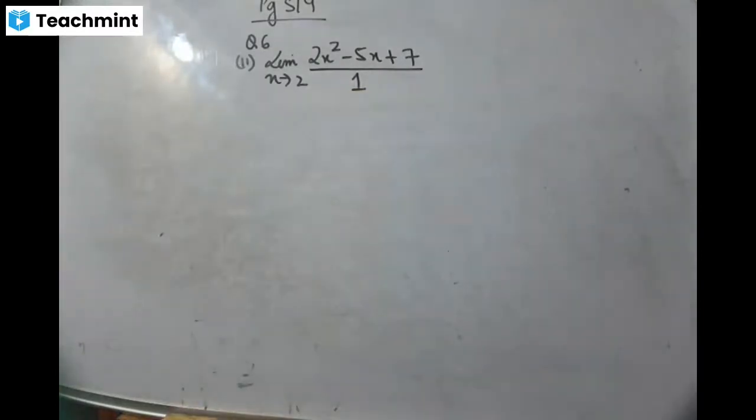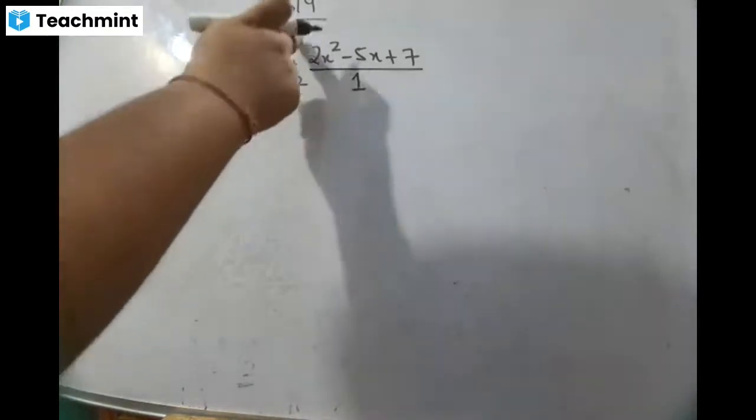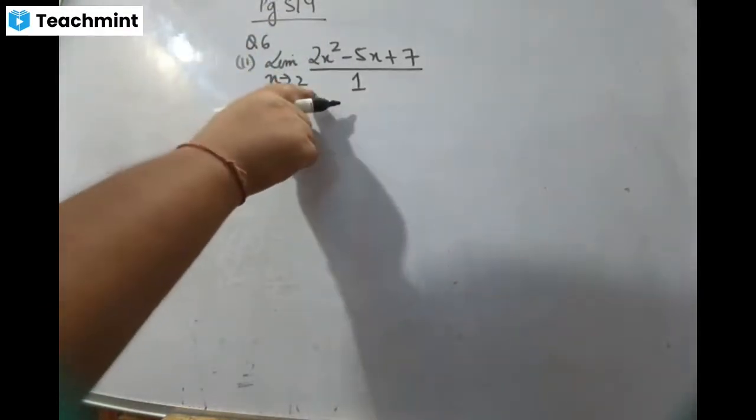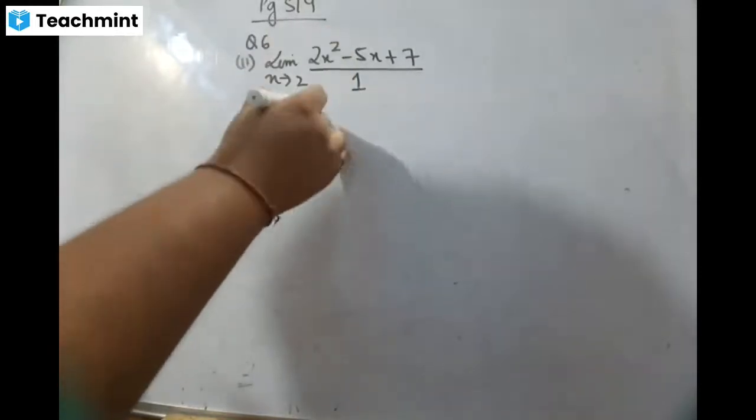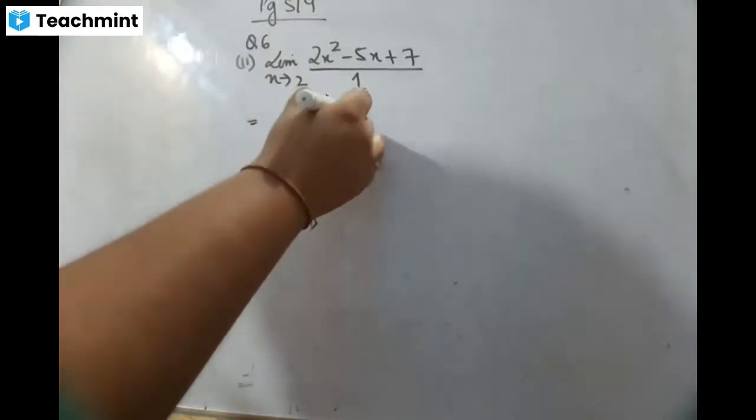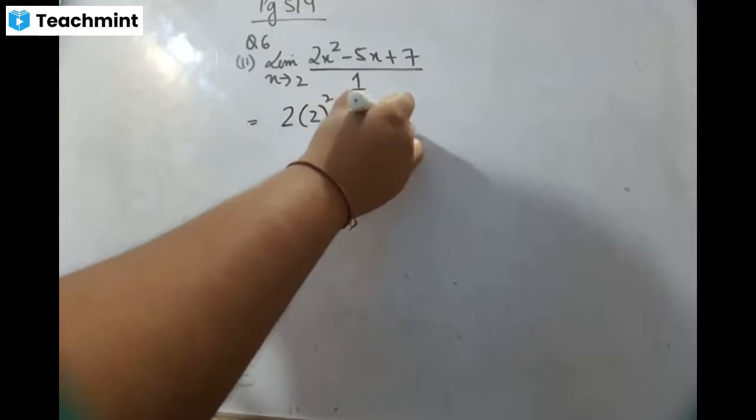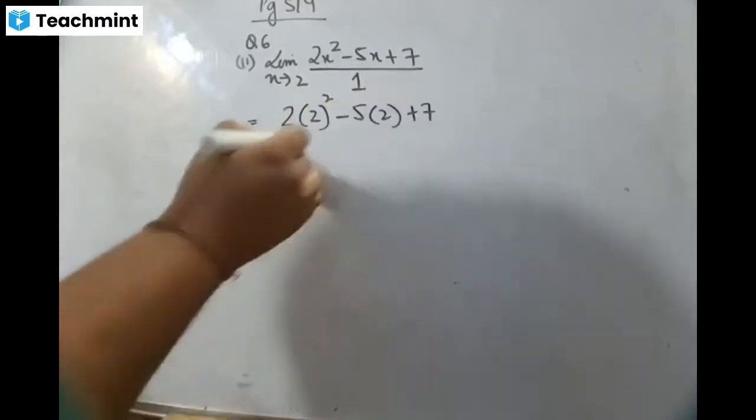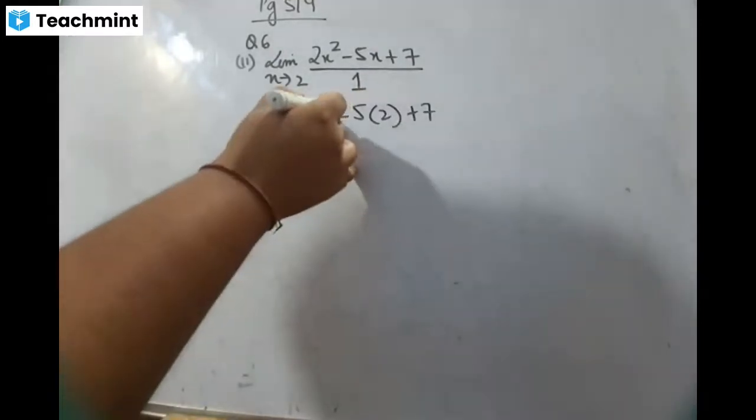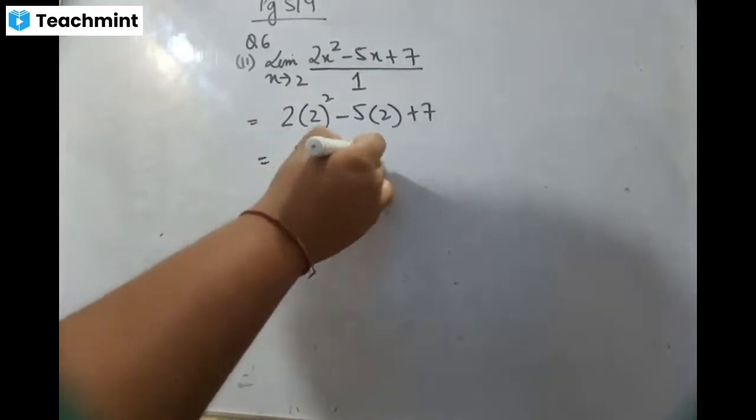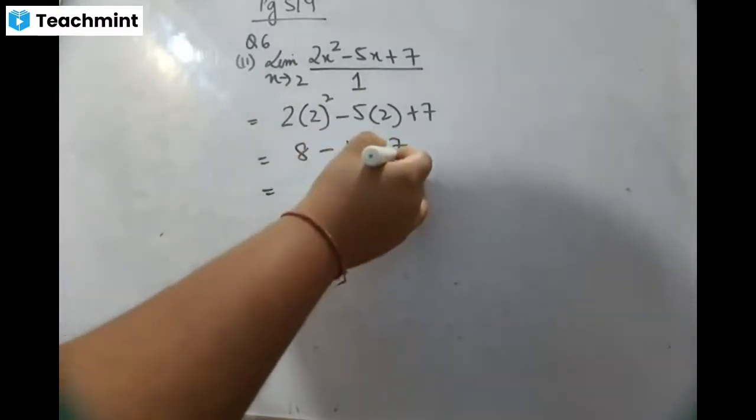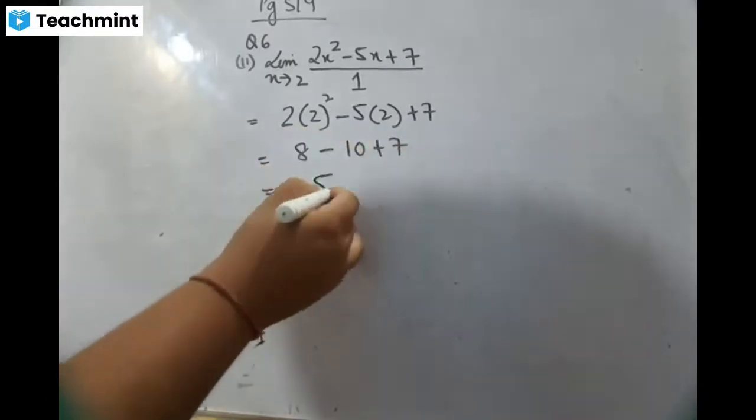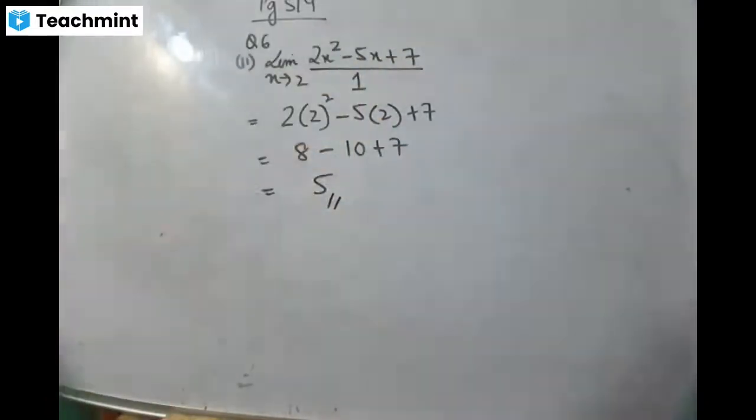So if the denominator is not 0, then what did I tell you? You simply remove the limit and put the value of x. That will give us the answer. Put the value of x: 2 square minus 5 into 2 plus 7. So what do you get? 2 2s are 4, 4 2s are 8, minus 5 2s are 10, plus 7. So 8 plus 7 is 15, 15 minus 10 is 5. So the value of this limit is 5.